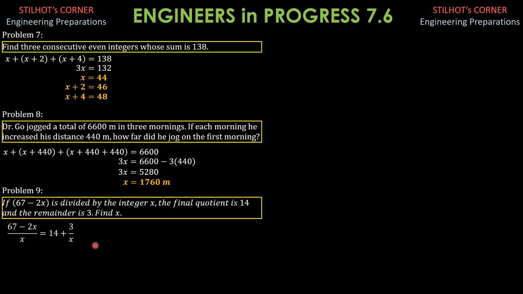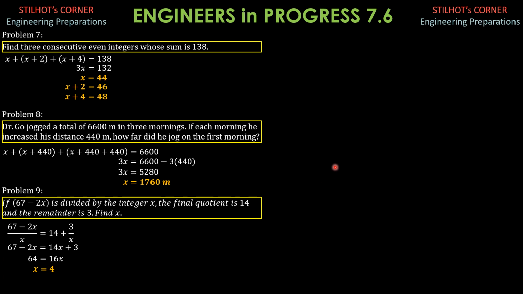Remainder divided by the divisor, which is x. Multiply everything by x, so 67 minus 2x equals 14x plus 3. So 67 minus 3 is 64. 14x plus 2x is 16x at the right side. So x is 64 over 16, so x is 4.